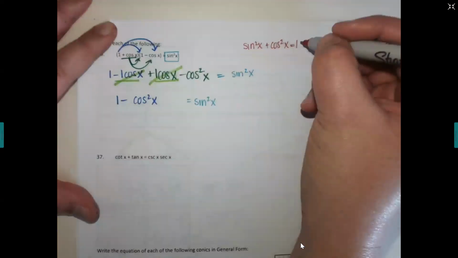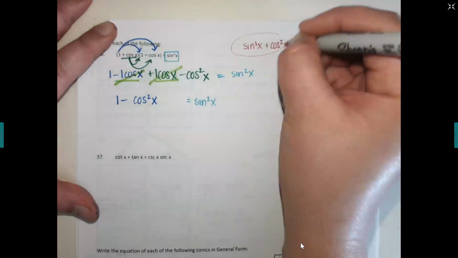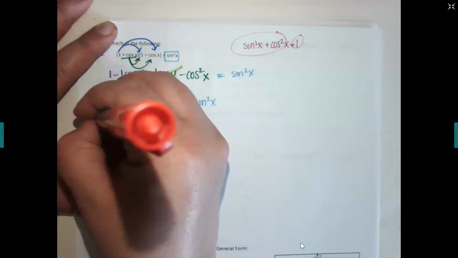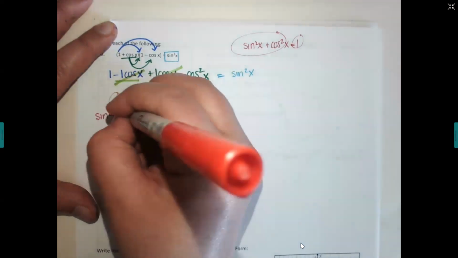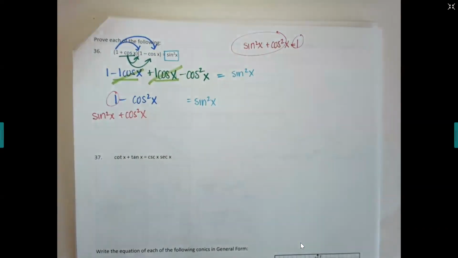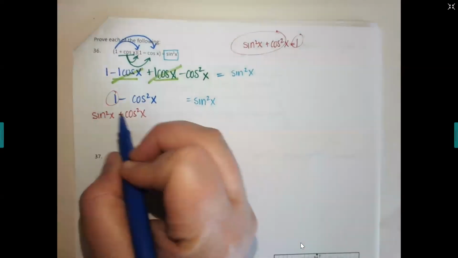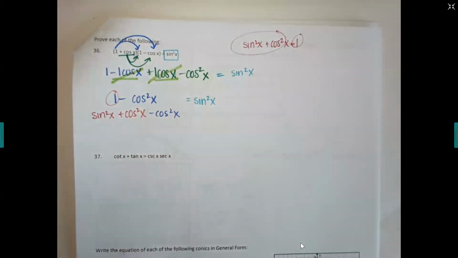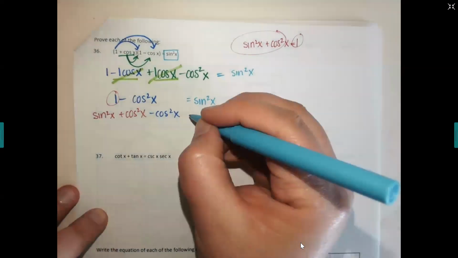So then I'm going to let 1 be replaced with the sine squared plus cosine squared here. So it's sine squared x plus cosine squared x. Okay, but then behind that, remember, that's all my 1. I had a minus cosine squared. And now hopefully you can see where this is headed.